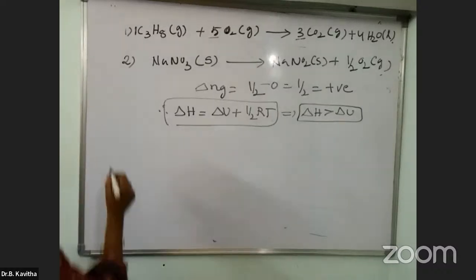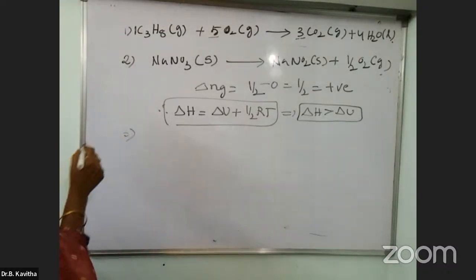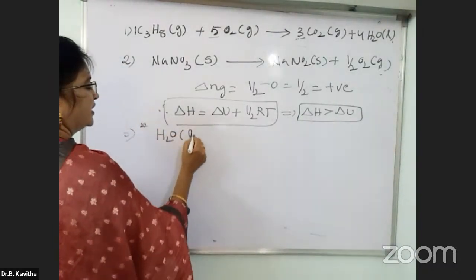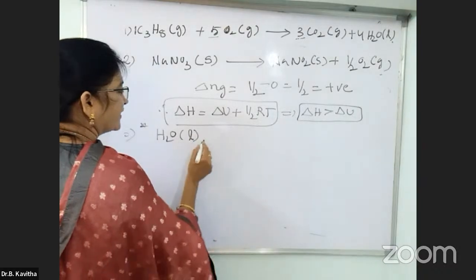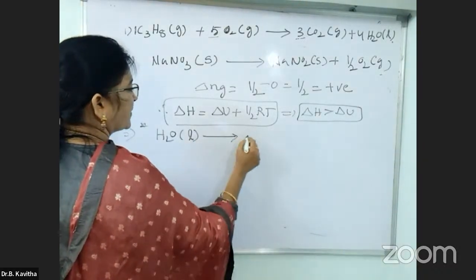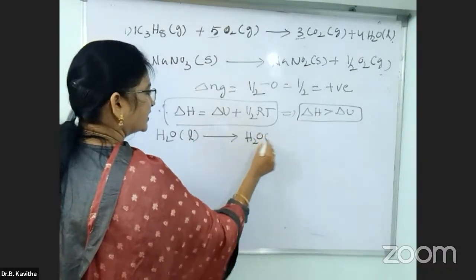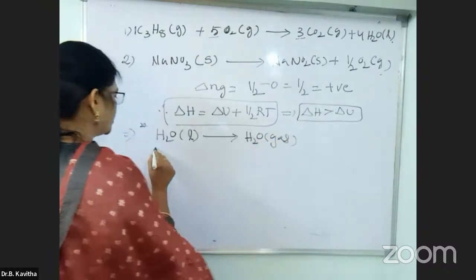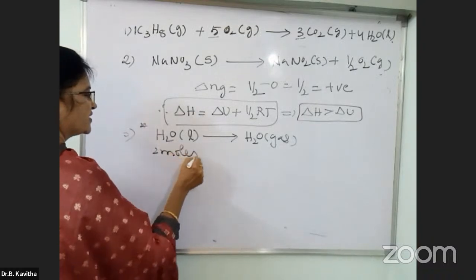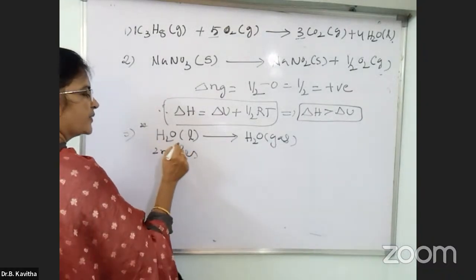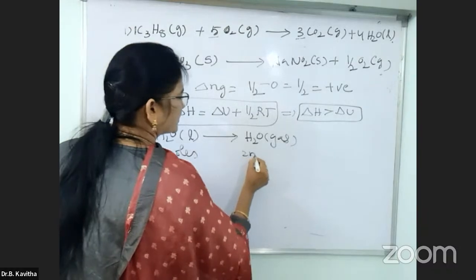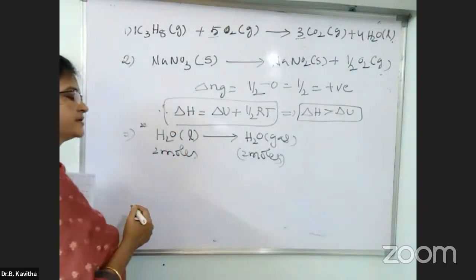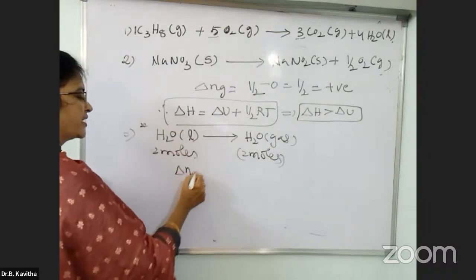Right, third one. This is the important one. It asks with a little twist. The H2O which was in liquid form has evaporated. It is still in H2O form, but as gas. Think that 2 moles of H2O which is in liquid is converted into 2 moles of water vapor. What is delta Ng?